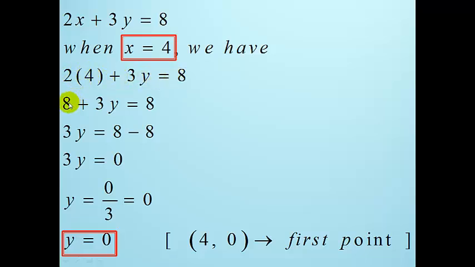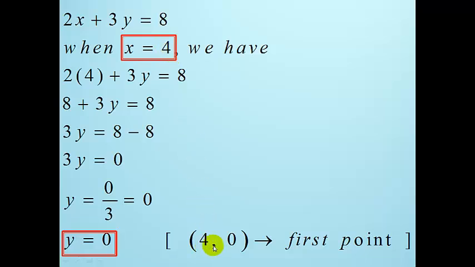And 2 times 4 equals 8. So we have 8 plus 3y is equal to 8. Now 8 on the left hand side becomes minus 8 on the right hand side. So we have 3y is equal to 8 minus 8. And 8 minus 8 is equal to 0. So if 3y is equal to 0 and we are making y the subject, then we have to divide both sides by 3. When we divide the left hand side by 3, we have y. When we divide the right hand side by 3, we have 0 divided by 3, and the answer is 0. That means that y is equal to 0 when x is equal to 4.